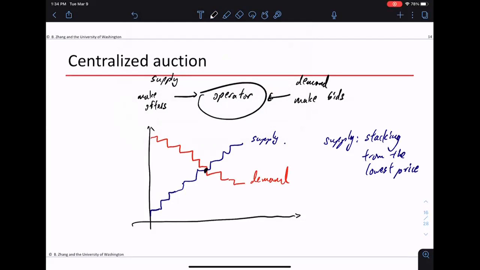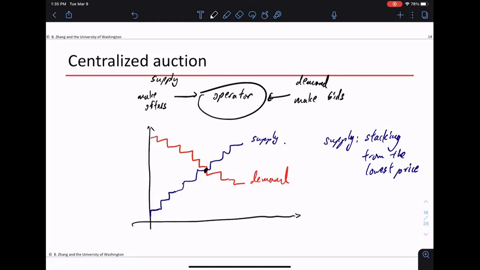Right, so any question about this? Okay, so this operation, this auction, is actually a quite private auction. Because if you're making offers and bids, you normally have no idea who else is in the system. You just tell the system your information, and then it's up to the operator to assemble these curves.